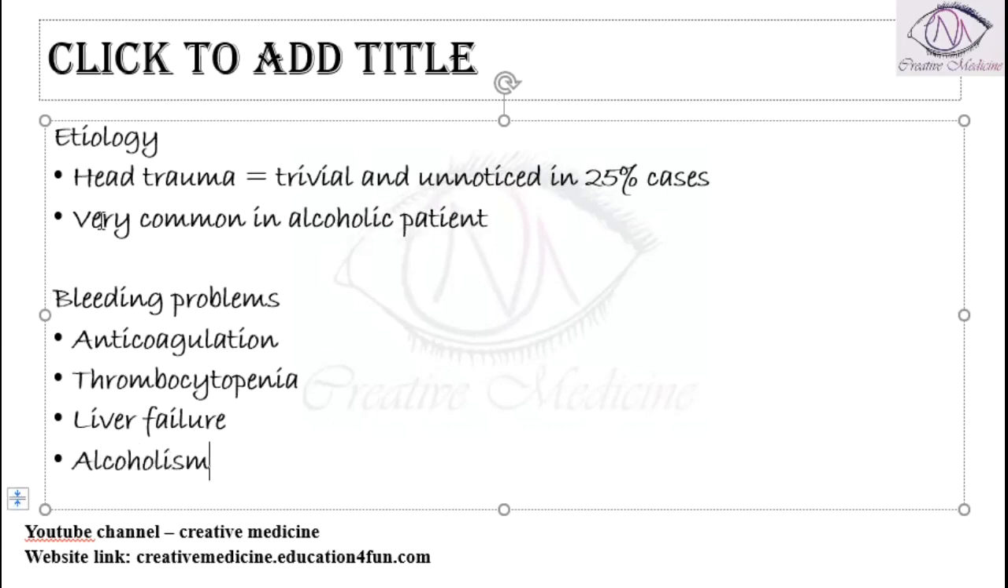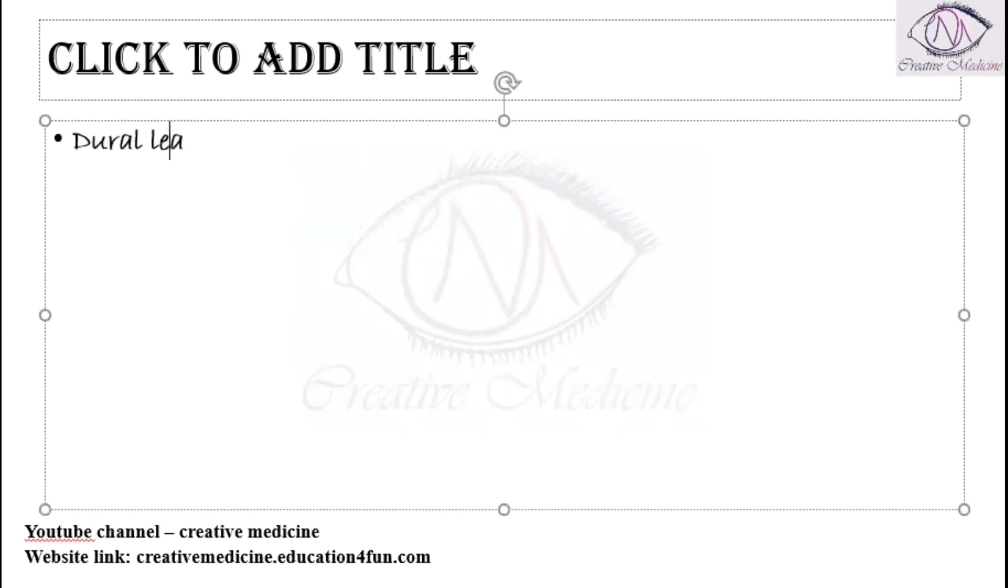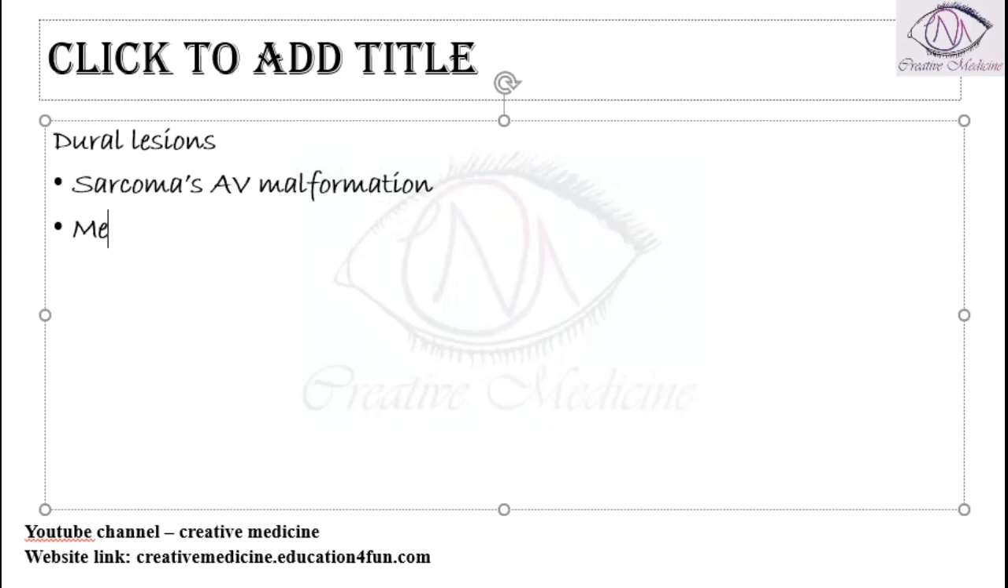Whenever there is alcoholism, this also causes subdural hematoma. Then we have dural lesions. Dural lesions can also cause subdural hematoma, like sarcomas, AV malformations, or metastatic cancer.